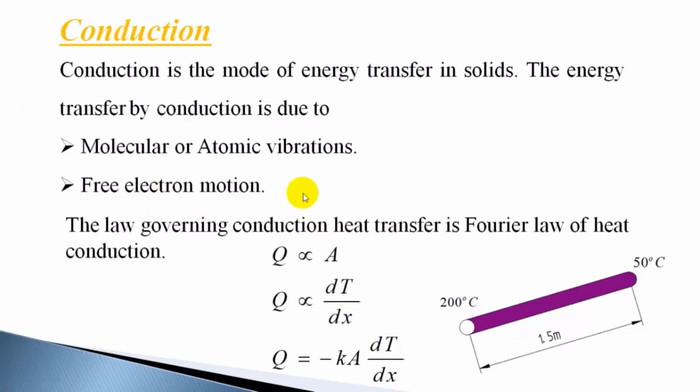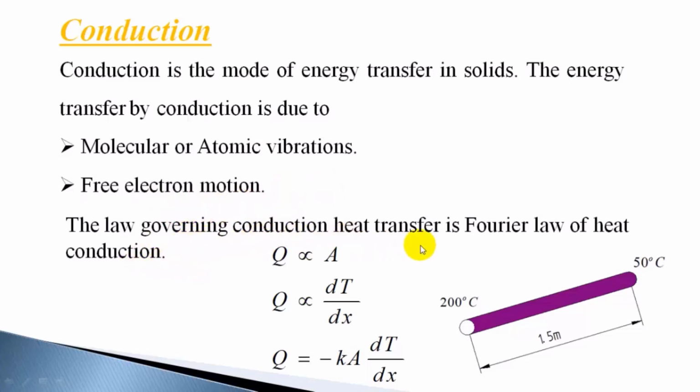Materials which are good conductors of electricity are also good conductors of heat. Even for conduction of electricity, free electron movement is required. Free electrons are the main cause of conduction of electricity, and even for conduction of heat, this free electron motion is the main cause of conduction.